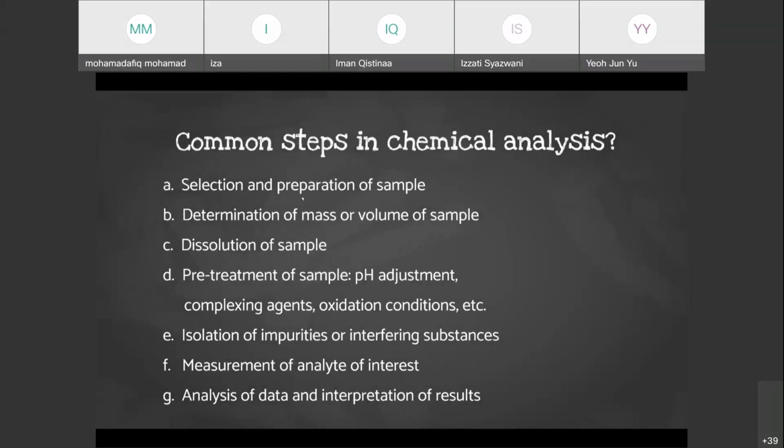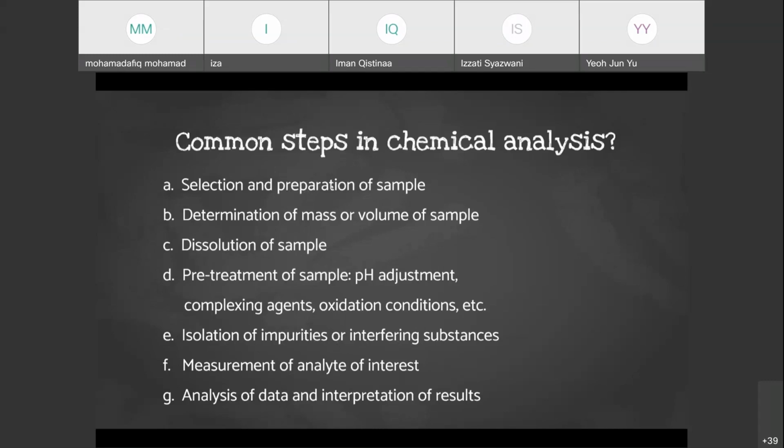So we need to select and prepare our sample, determine the mass or volume of sample, dissolution of sample, pre-treatment of sample, isolation of impurities of different subject. Selalunya, kita akan apply lah separation method ni dekat preparation of sample ni. Or we want isolation of impurities or interfering substances lah. Dekat sini pun selalunya kita akan buat. Pre-treatment jarang. Selalunya dekat preparation dengan juga isolation dan juga measurement. 3 ni, 1, 2, 3 ni yang akan ada separation method.